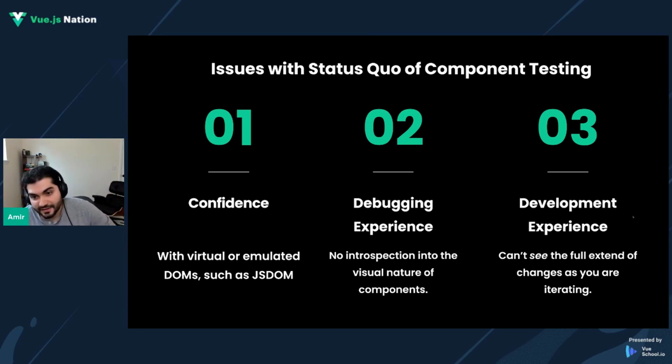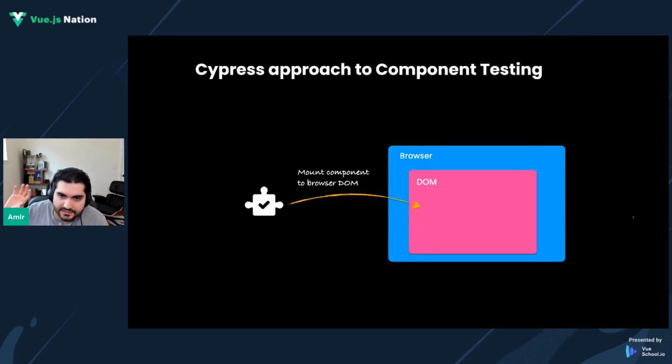Now, we're going to get to see running things in a real browser in a little bit. So our approach is exactly as I mentioned. Instead of mounting things to a virtualized DOM, we're going to take a component, process it properly, and mount it into a real browser DOM.